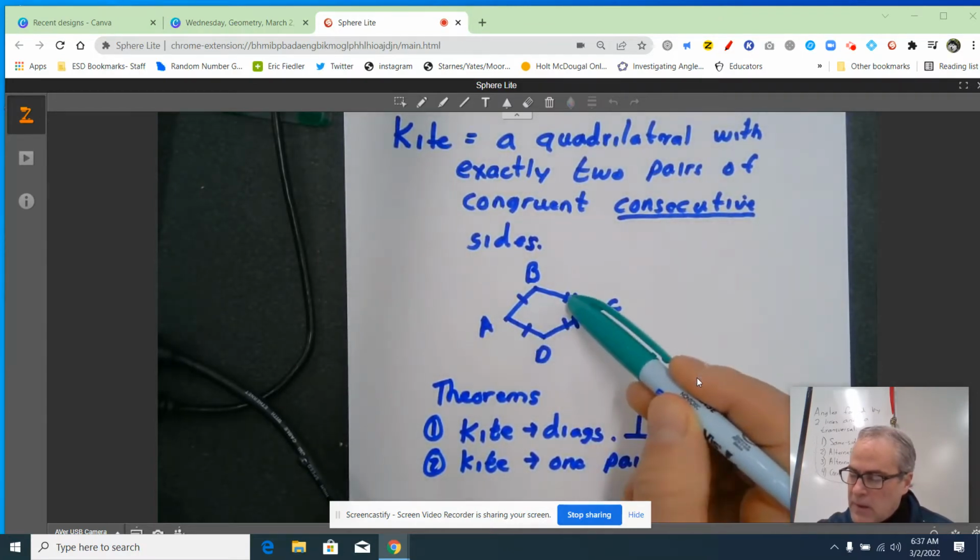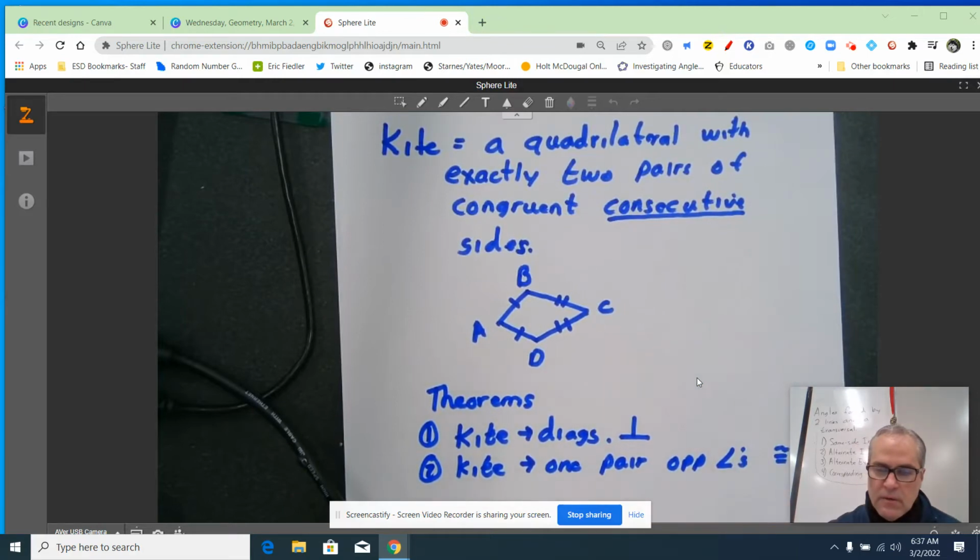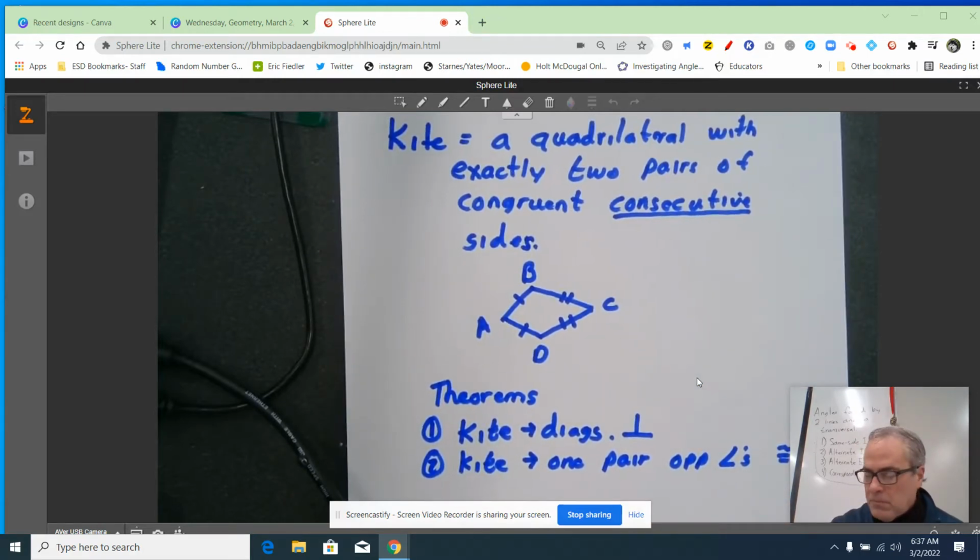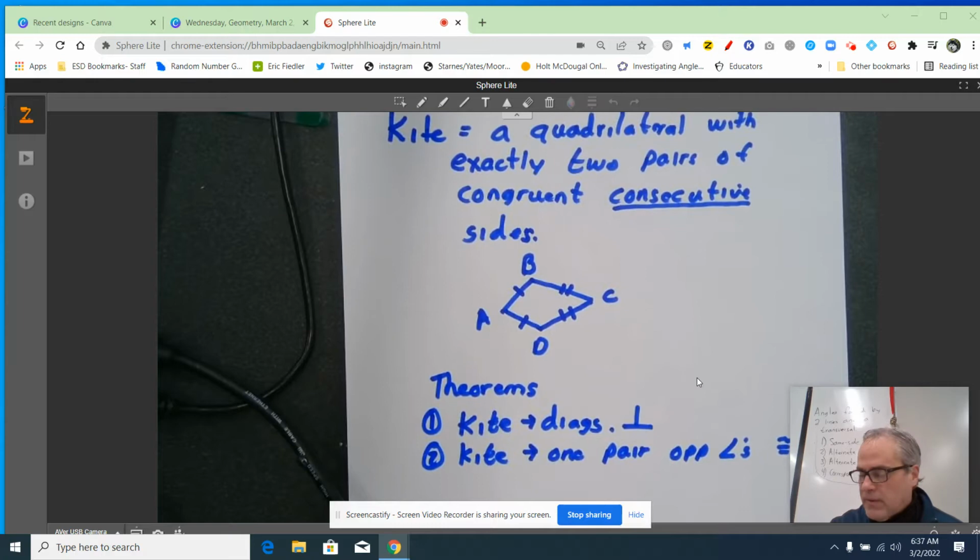So here's the first pair, here's the second pair, just like the kite that you flew when you were a kid, or maybe even still fly now. It's kind of fun to fly a kite.